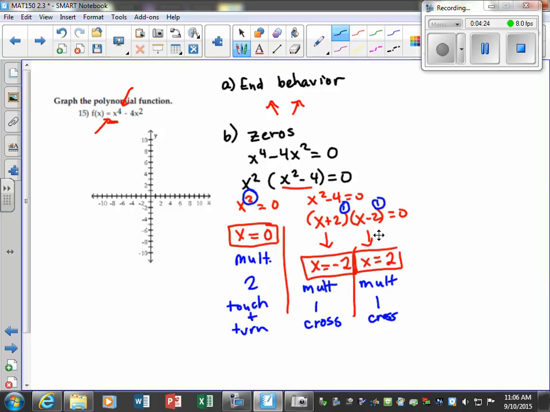Another thing we can come back up here and look at is y-intercepts, which we talked about in the last class. If you're looking for the y-intercept, we let x equal 0 and solve. So we would take our function, and everywhere there's an x, we would plug in a 0.